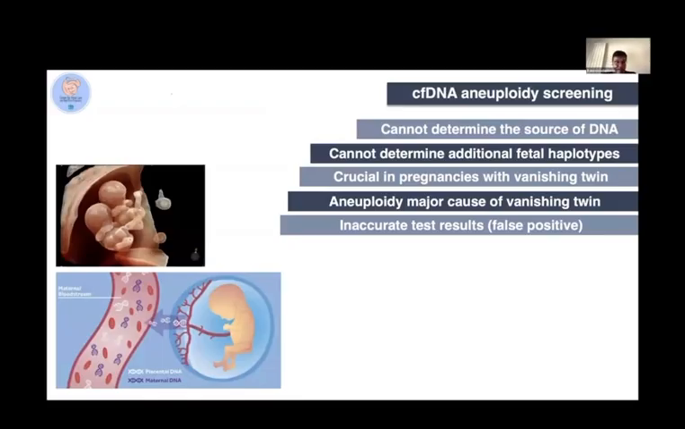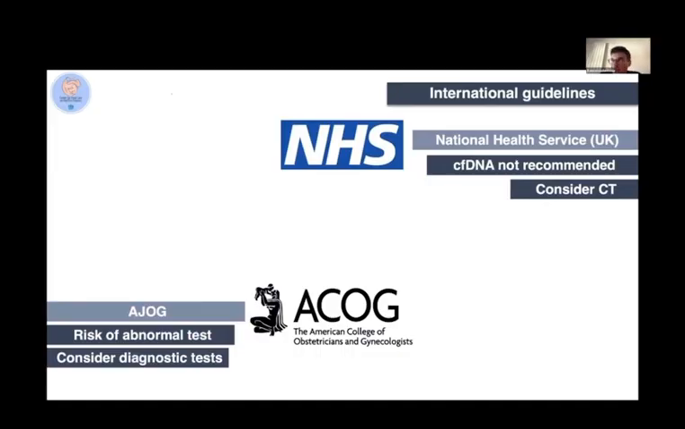The issue is that, as I highlighted at the beginning of the presentation, the NIPT, so the cfDNA-based technique, are actually very reliable in detecting chromosomal anomalies, but they cannot determine the source of DNA, at least the conventional one, not the latest one, they cannot determine additional fetal haplotypes associated with an abnormal result. So in this case, the presence of a vanishing twin may potentially lead to inaccurate test results, potentially increasing the number of unnecessary invasive procedures. And I haven't done a systematic assessment of all the international guidelines.